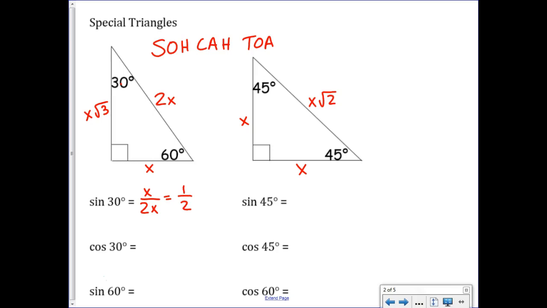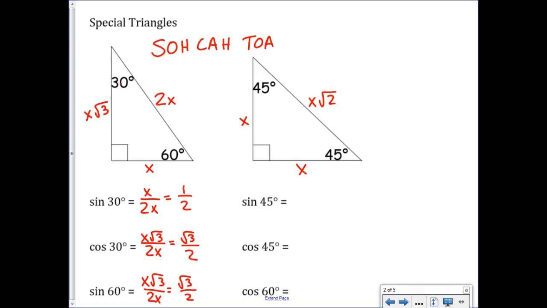Cosine of 30 degrees is adjacent to the 30 degrees, so x radical 3 over hypotenuse, which is 2x. Again, those x's cancel out, and we end up with radical 3 over 2. We also have sine of 60 degrees. So now starting at the 60 degree angle, we look across from that, and we get x radical 3 over our hypotenuse of 2x. So we have radical 3 over 2 when we reduce that.